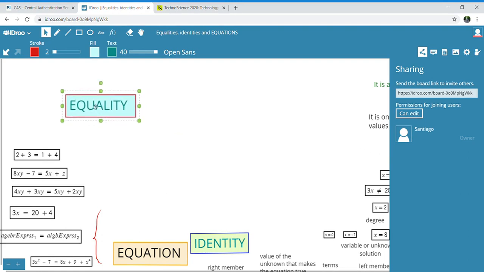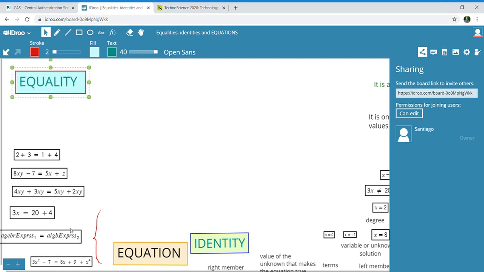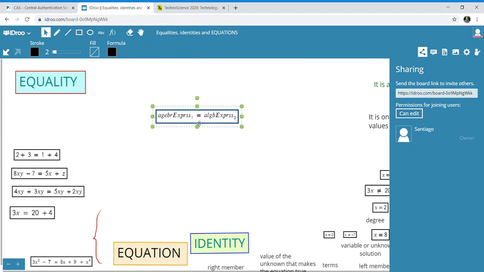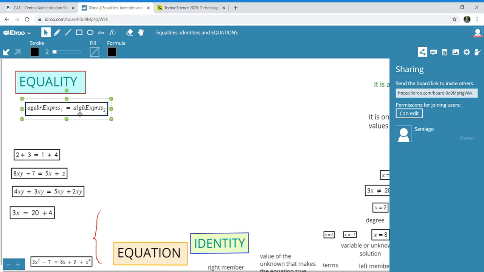An equality is when you have two algebraic expressions separated by the equal symbol. You have one algebraic expression equal to another algebraic expression. Then this is what we say is an equality. Here you have several equalities with algebraic expressions separated by the equal symbol.